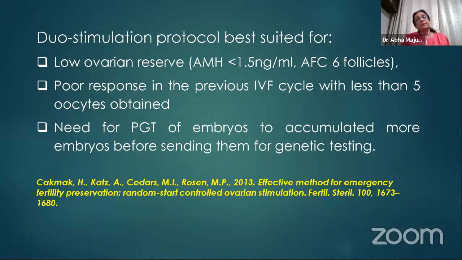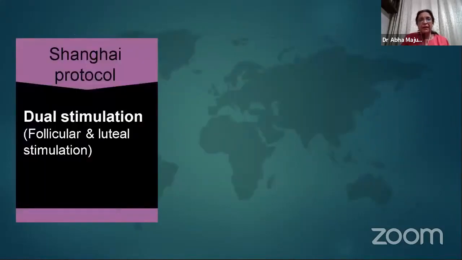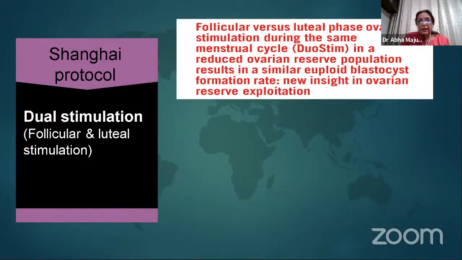So DuoStim has become a very favorite protocol of mine now. And I will tell you how good it is, because the second cohort is always better, and I always recover more oocytes in the second stimulation compared to the first, and the reason is also there. Well, this is follicular versus luteal phase ovarian stimulation during the same menstrual cycle in a reduced ovarian reserve population, which results in similar euploid blastocyst formation rate.